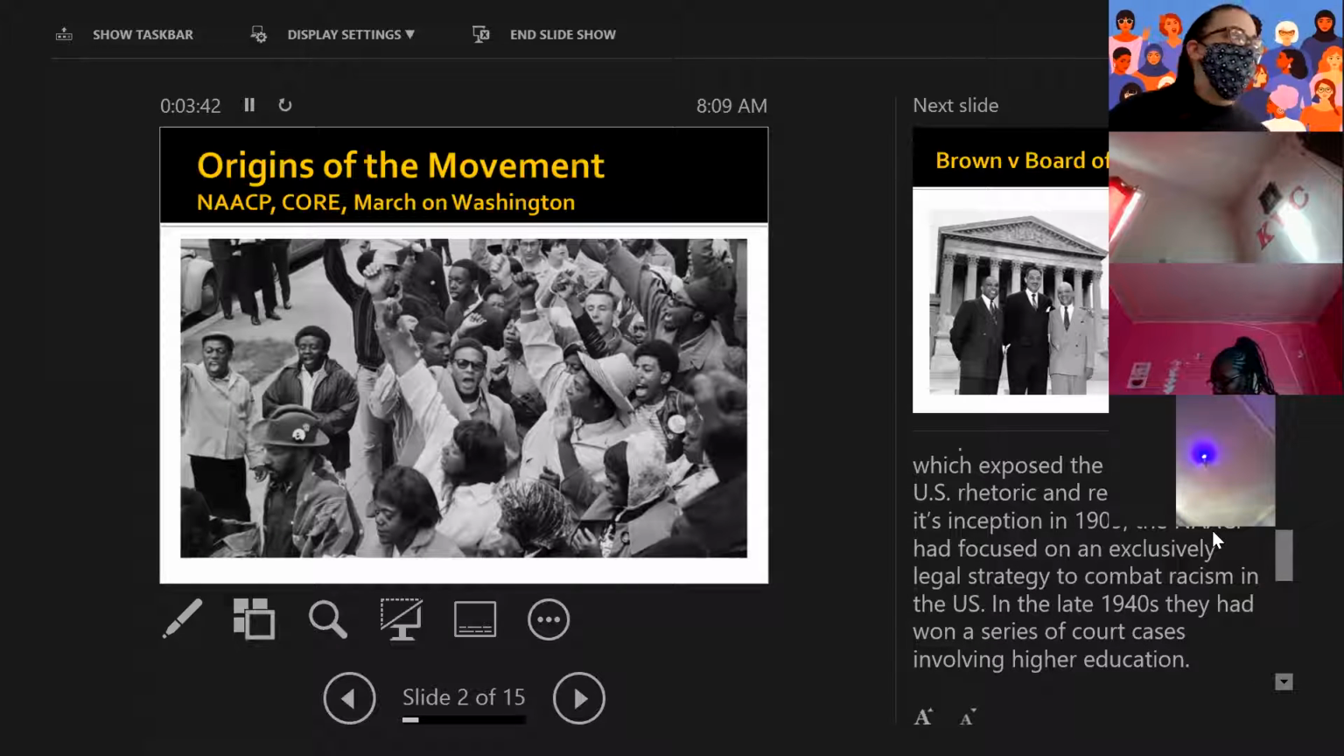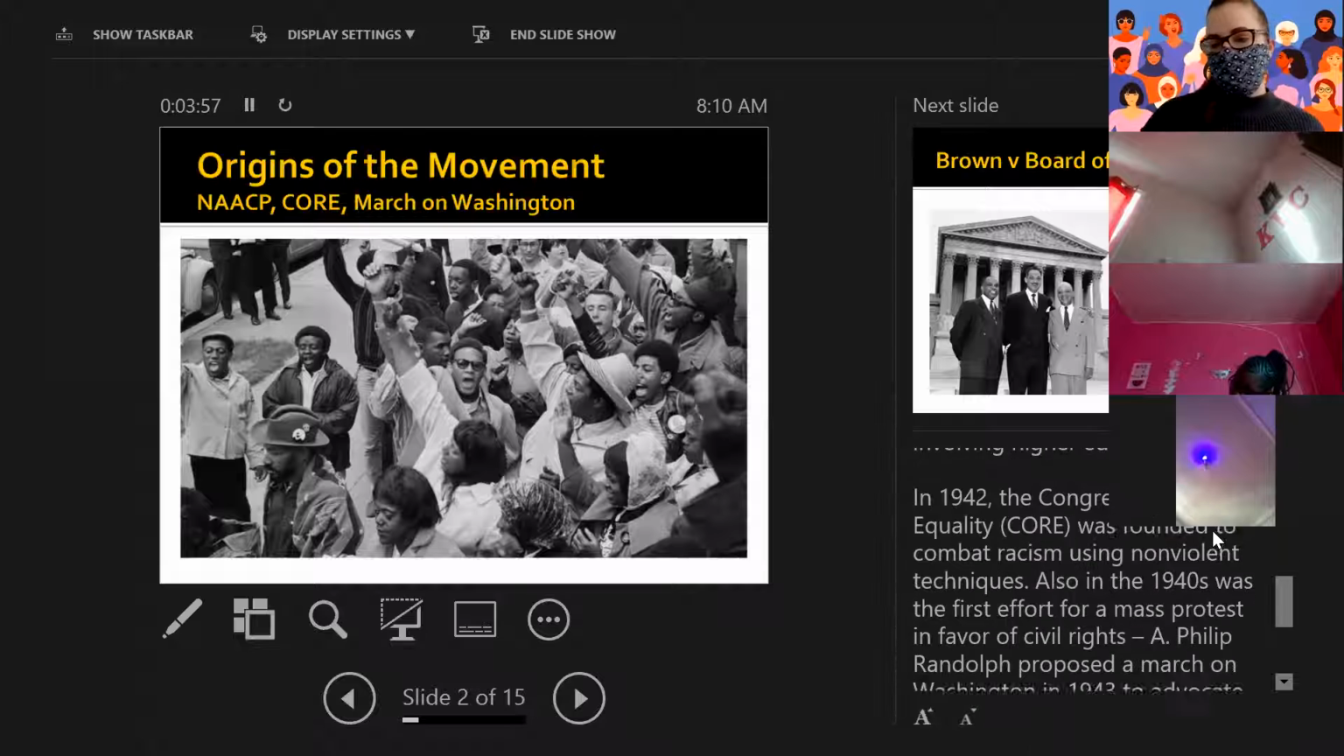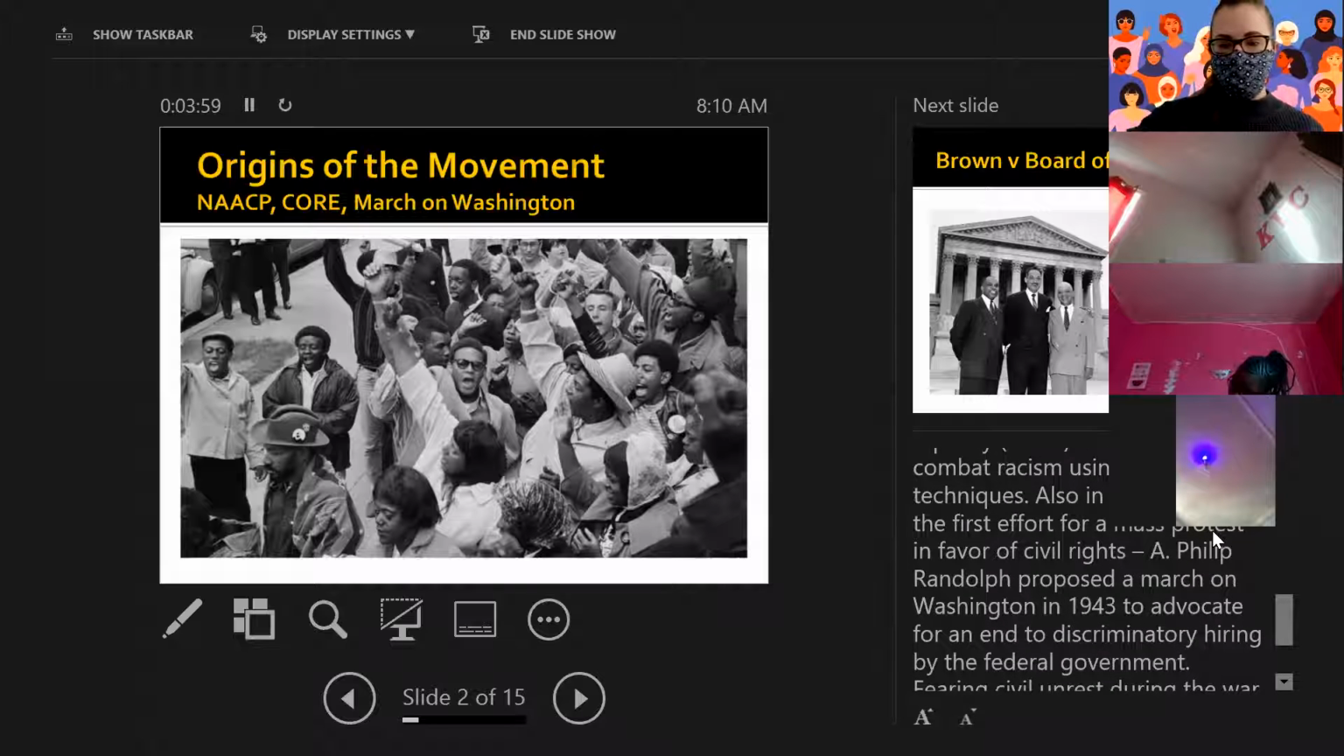And you also have the NAACP, which was founded in 1909, focusing on a legal strategy to combat racism. So again, the NAACP uses a legal strategy.